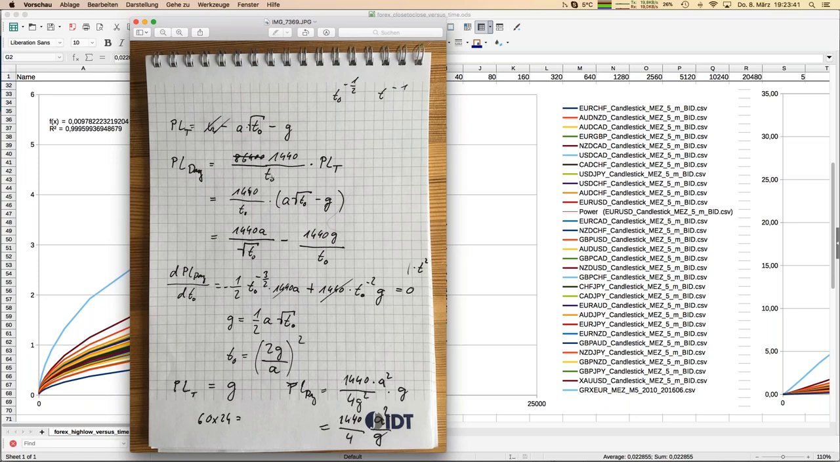Because we close a trade after T0, the number of trades per day would be 1,440 divided by T0. Since we want to calculate the profit per day, we have to multiply this by the profit of a single trade. Good. So now we can insert that equation, the profit of a single trade, into that equation. We put it here, and you see the result here.